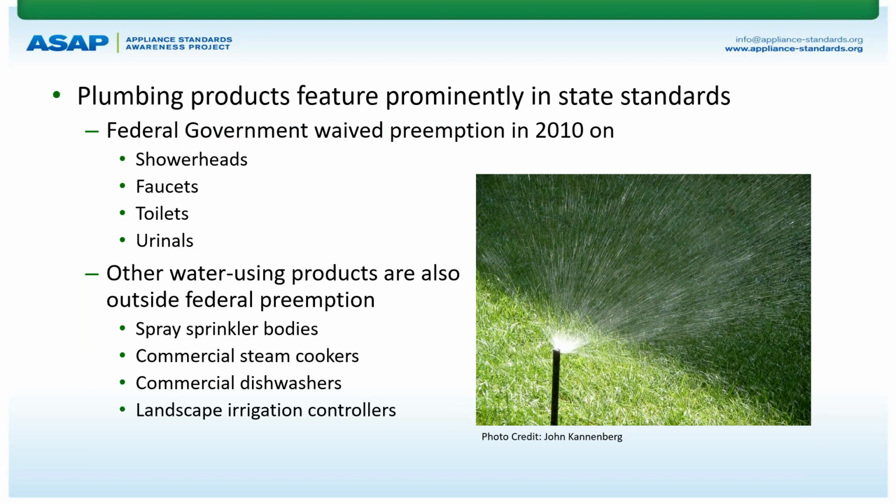For plumbing products, that is showerheads, faucets, toilets, and urinals, and a few others which are outside the federal government scope, that is spray sprinkler bodies, commercial steam cookers, commercial dishwashers, and landscape irrigation controllers are what I'll be focusing on today. Setting standards at a state level for these products can save millions of gallons of water per year, as well as energy from reduced water heating and energy from secondary energy use, that is pumping and wastewater treatment.